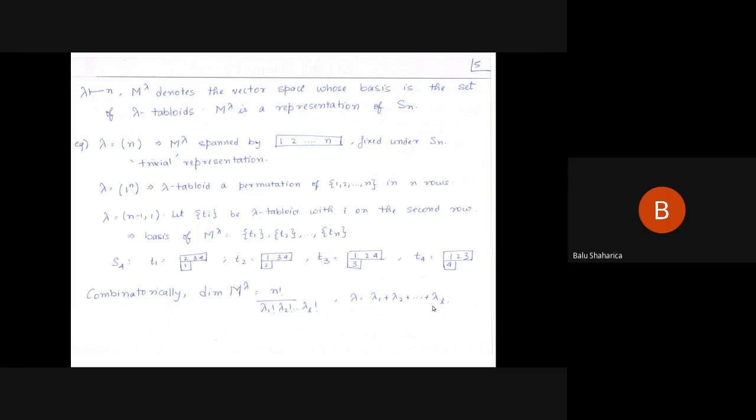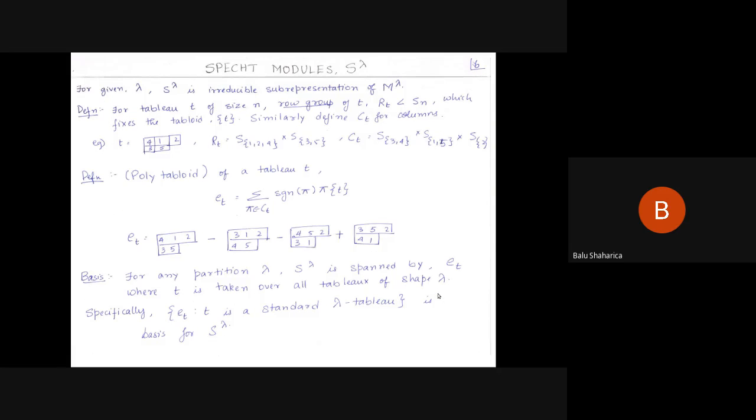And here I've written lambda L because I'll take only the non-zero parts of lambda, with lambda 1 greater than or equal to lambda 2 and so on. I just won't take the zero elements. And that's how we will use it for the rest of the presentation as well.